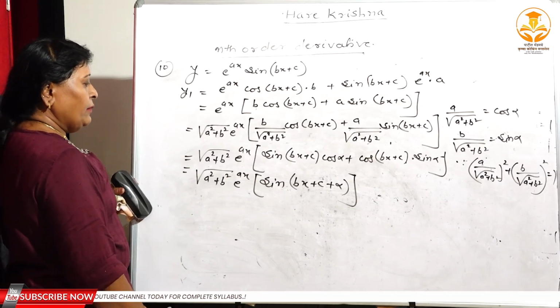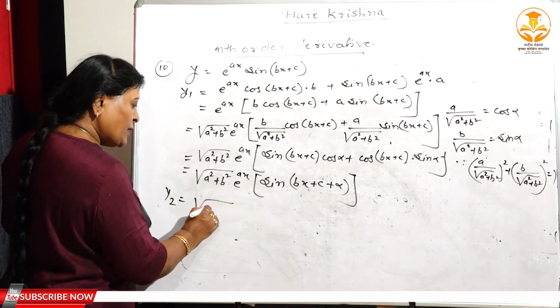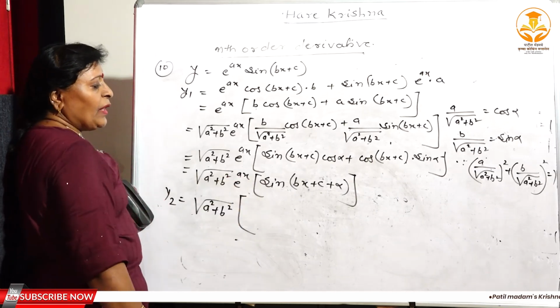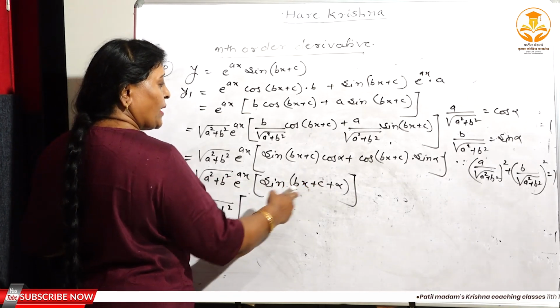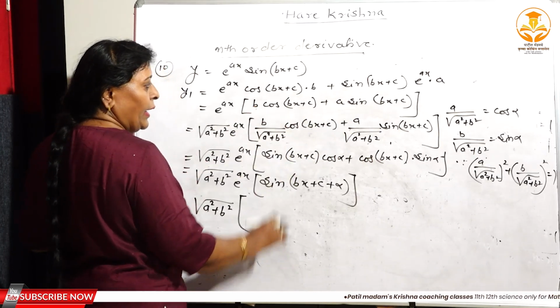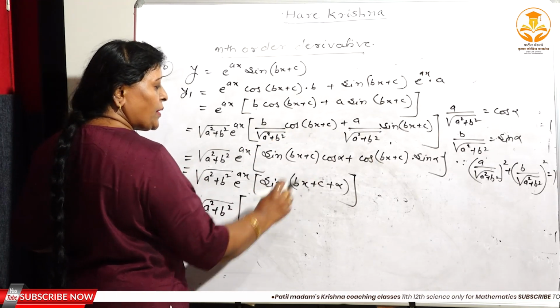Now to find the second order derivative, differentiate again. This remains as it is, root of a square plus b square remains as it is. Here you have to apply the multiplication rule, e raised to ax and sin of bx plus c plus alpha. Now this term gets reduced because this is such a big term, and this term gets reduced to what here, sin of bx plus c plus alpha.